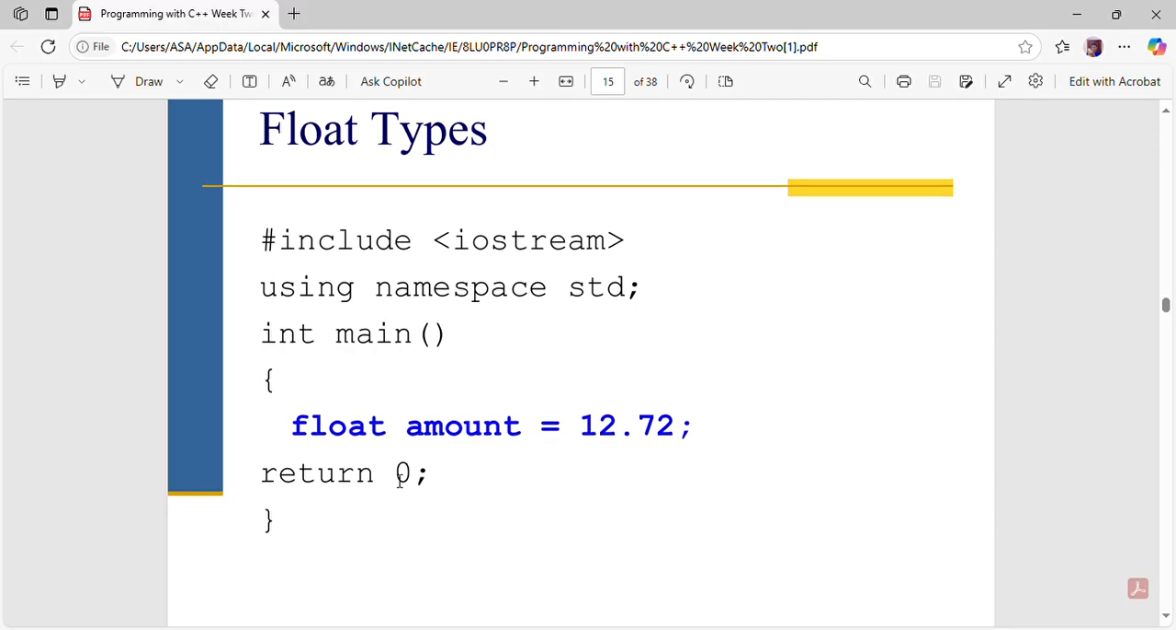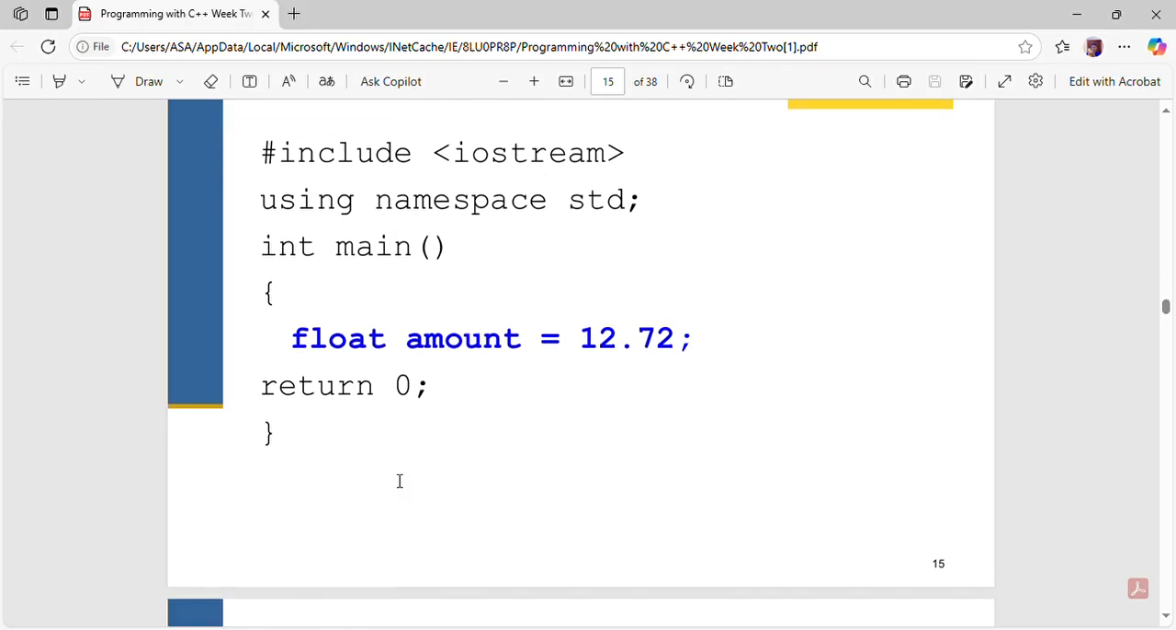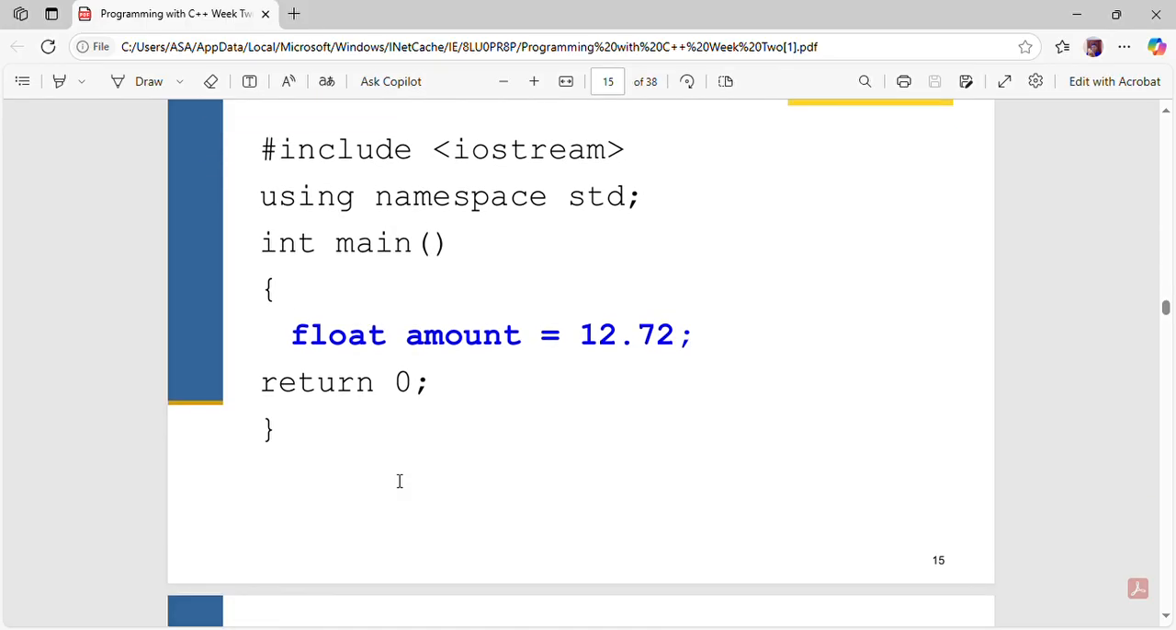Yes, so we have our main, or the source code, and then we have float amount equals 12.72. Like how I said, the float is only for decimal numbers. We can't use the float for a positive integer, like we can't write float amount equals 25. No, it is only for decimal numbers that we use the float.